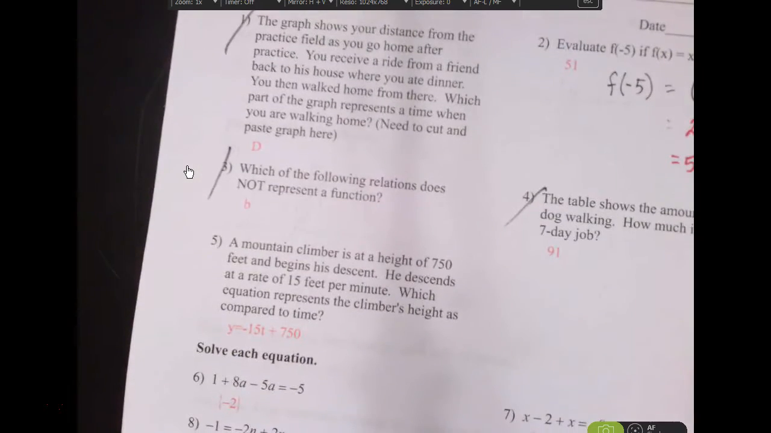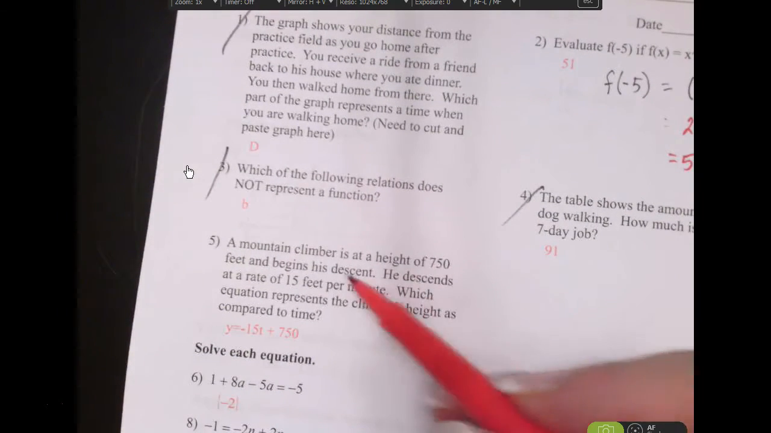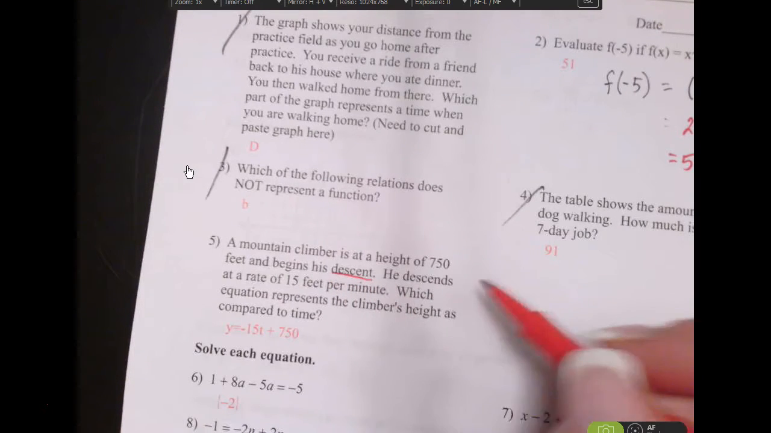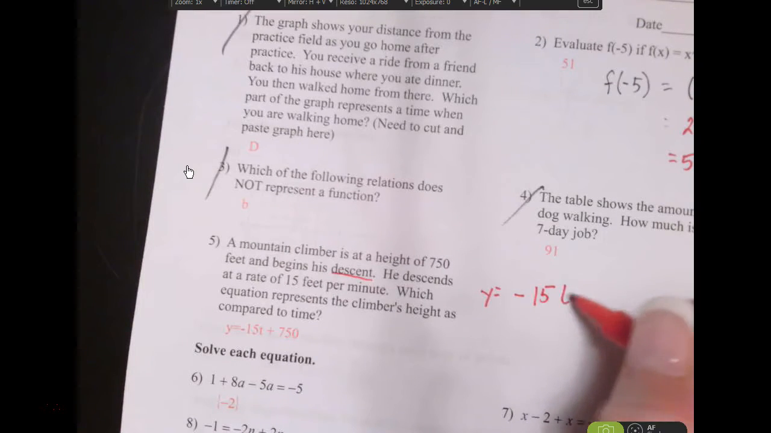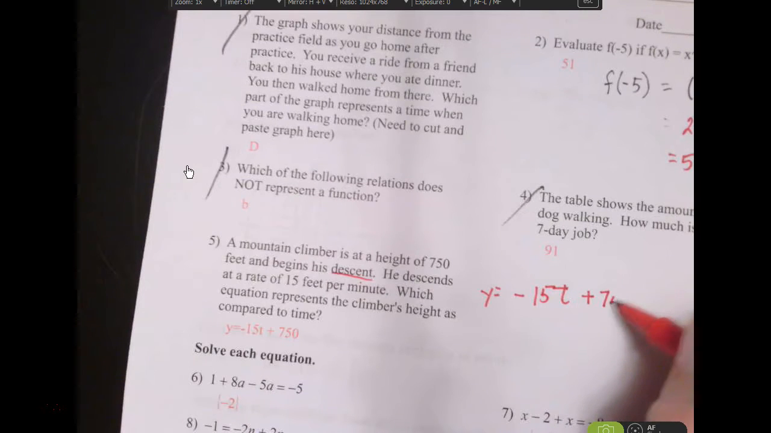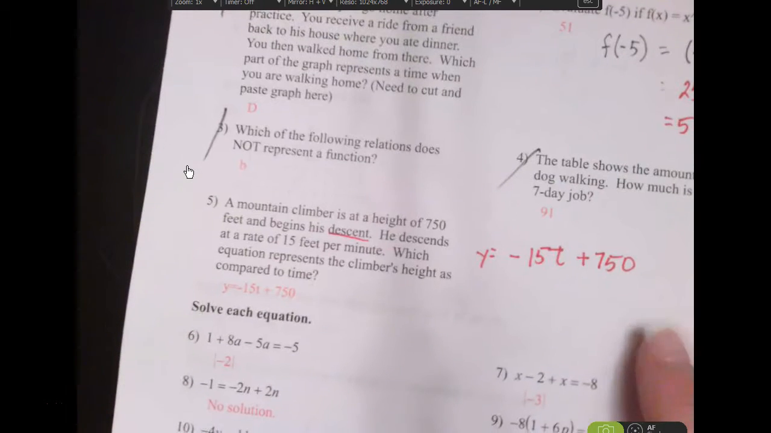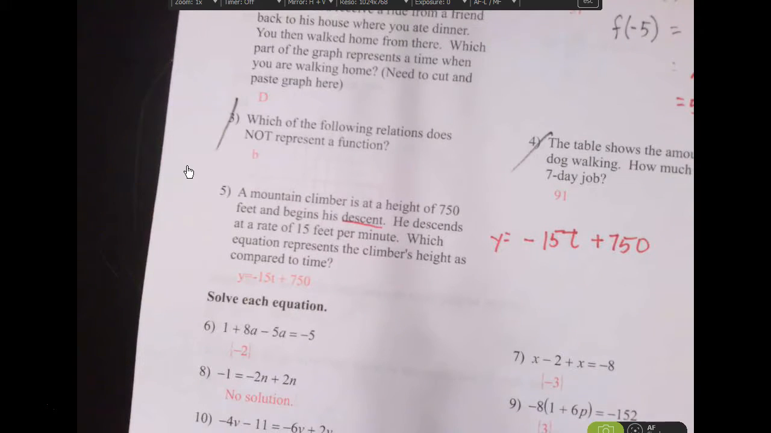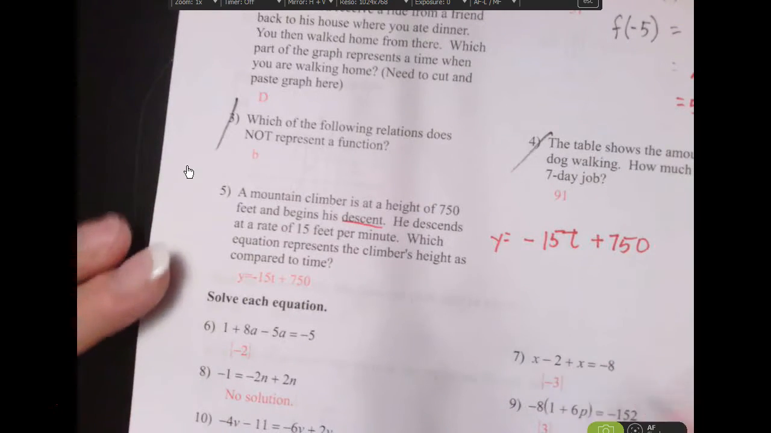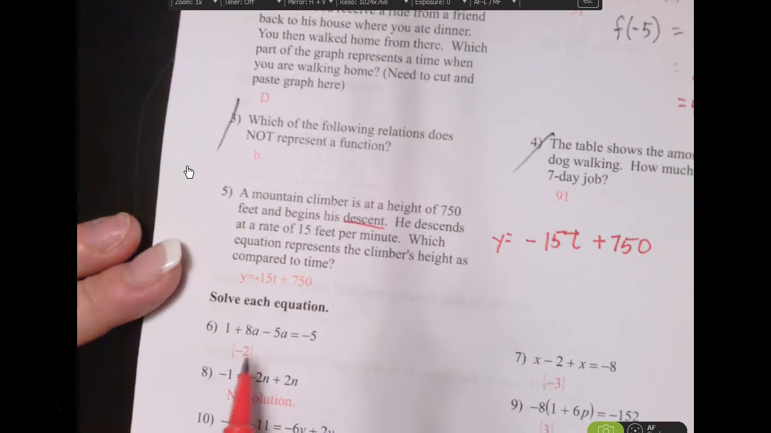In number 5, a mountain climber is at a height of 750 and begins his descent, so that means he's going down. His height is negative 15 times however many minutes he's been going. So that's how I would write that equation. Now keep in mind your final is going to be multiple choice, and this review is meant for you to go through and answer each question. So now we're in the equation section, so I'm going to solve these even though you see the answers are given, just to review the different methods.